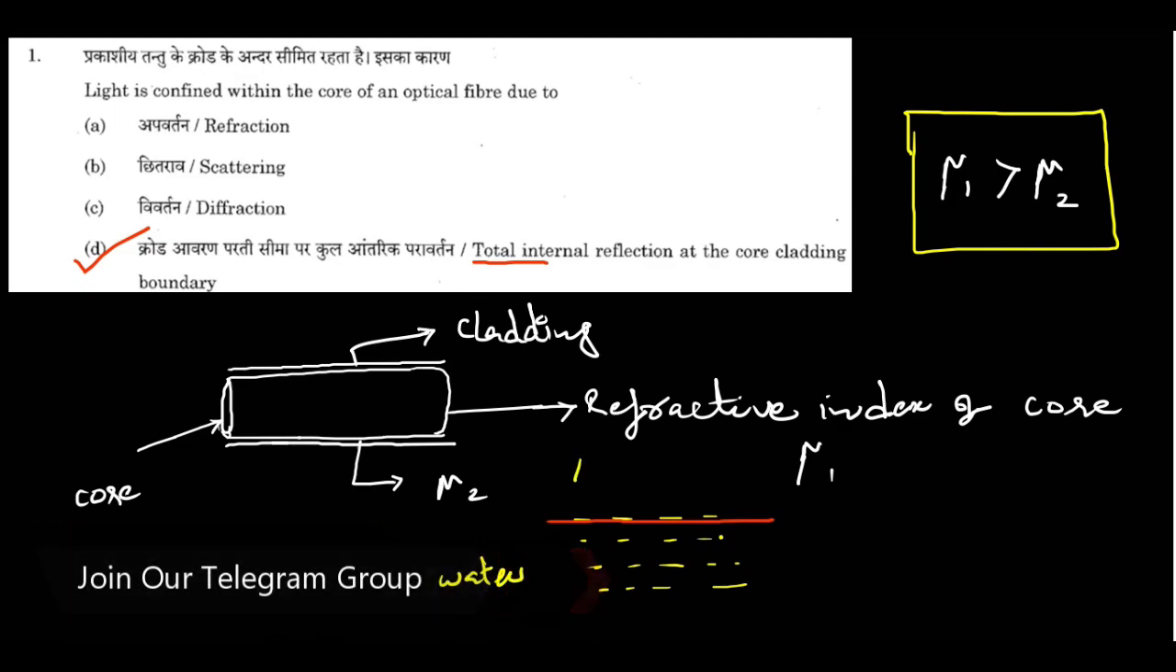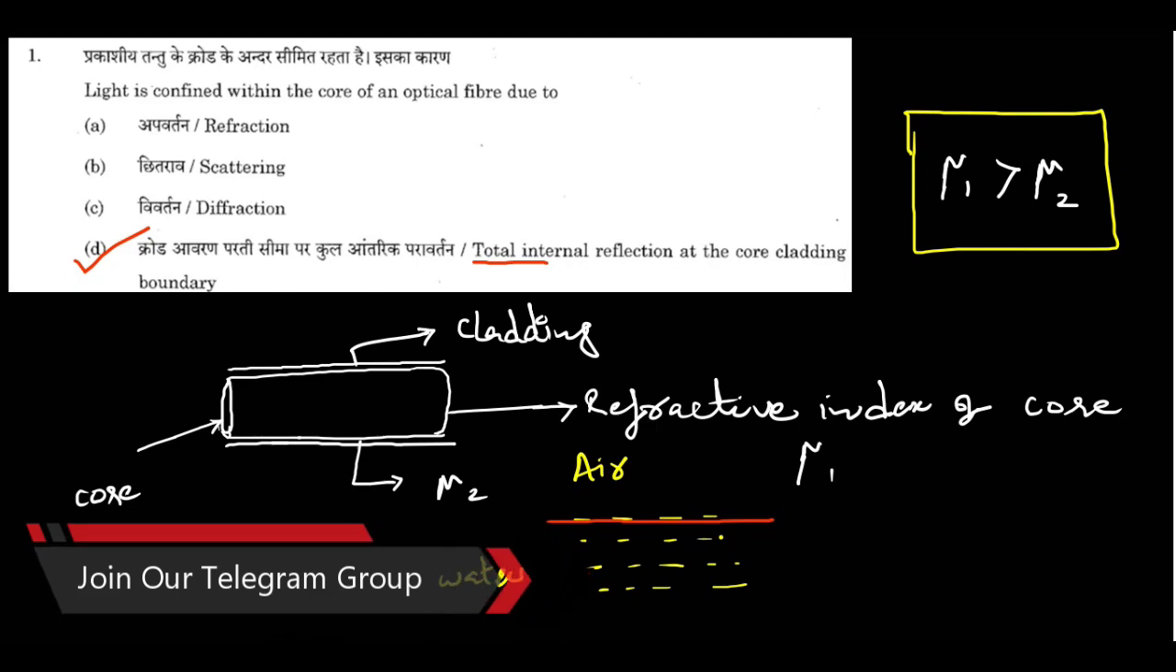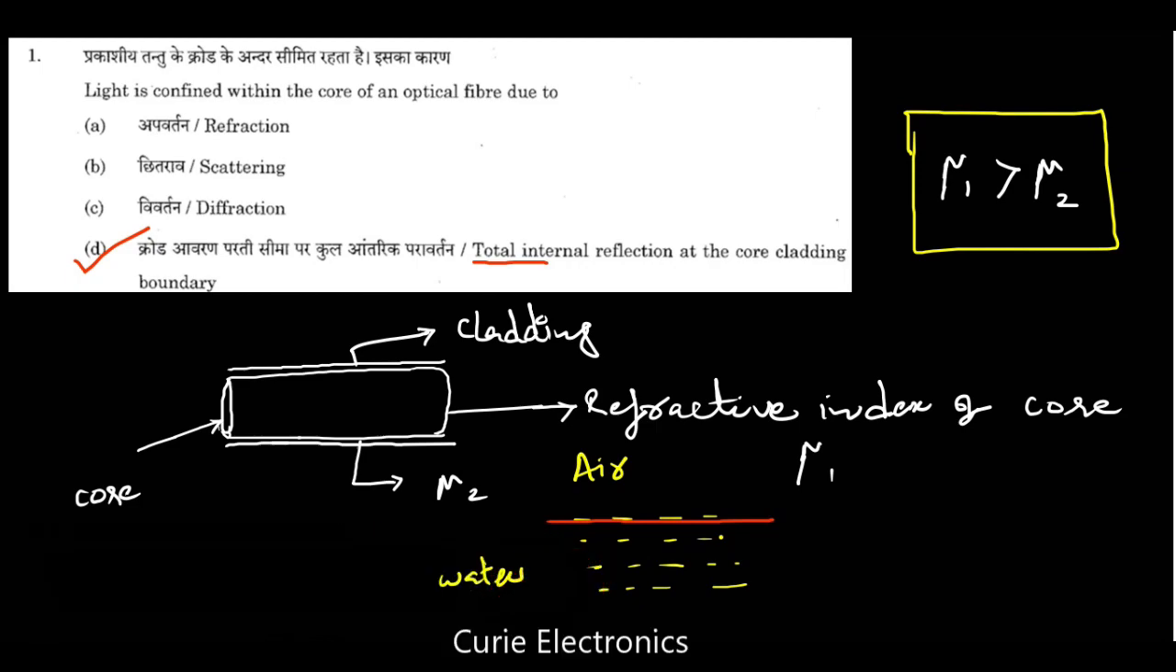So this is air. The line below is water, above is air. When light enters like this, it can go for internal reflection if the critical angle is exceeded. From this you have to relate to the optical fiber. Water is denser, so the refractive index of water is more than the refractive index of air. Similarly, the core has a higher refractive index compared to the cladding.